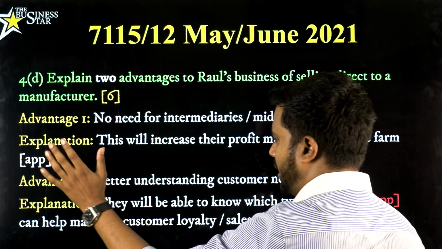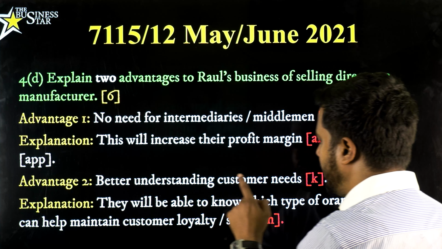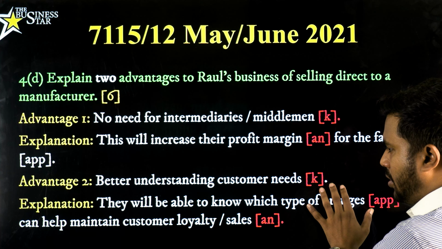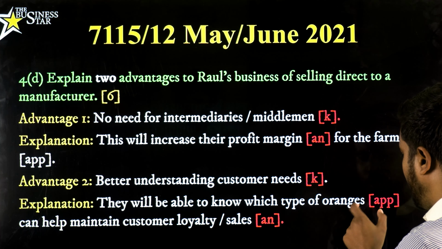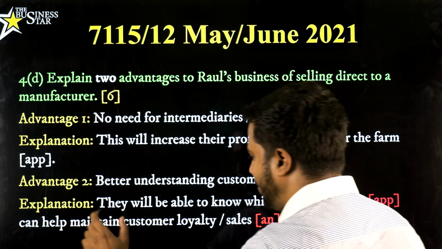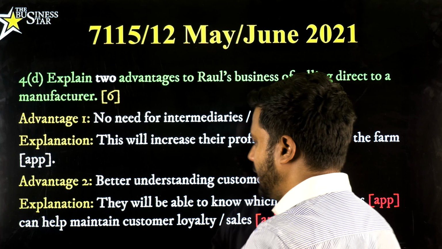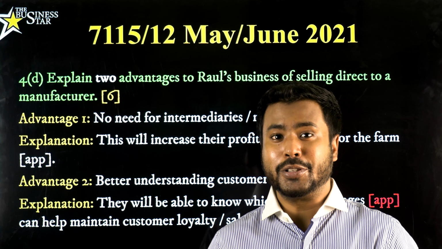For the firm, this is the application. In advantage number 2, better understanding of customer needs will be the knowledge, and the explanation is they will be able to know which type of oranges, this is the application, can help maintain customer loyalty or sales. This is the analysis. So we are done with question number 4d.